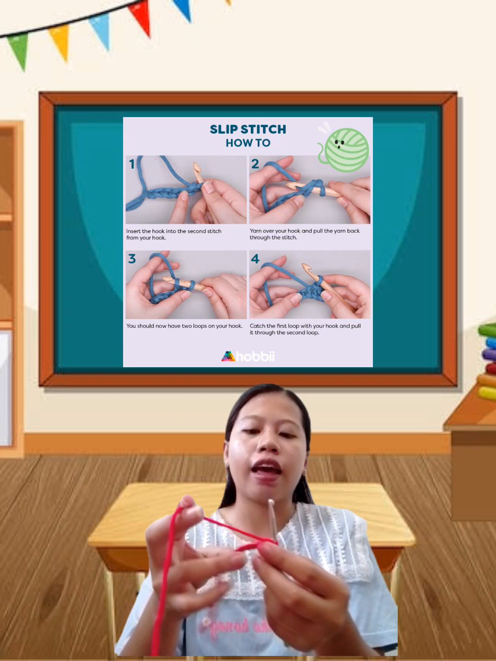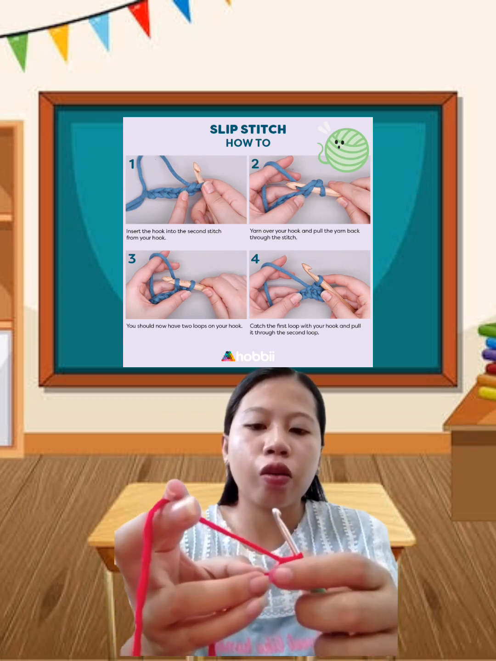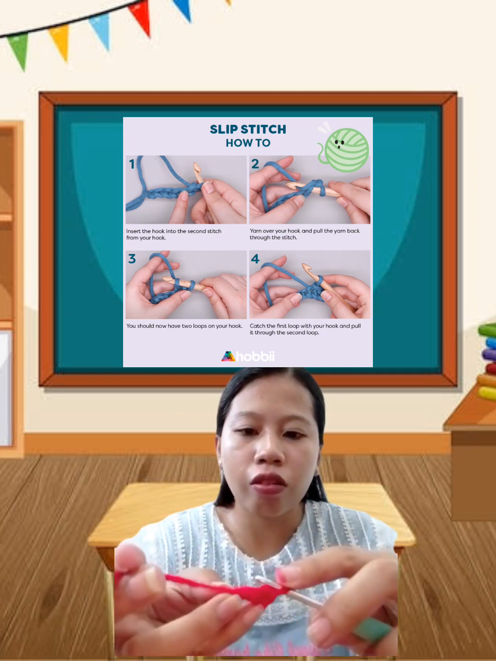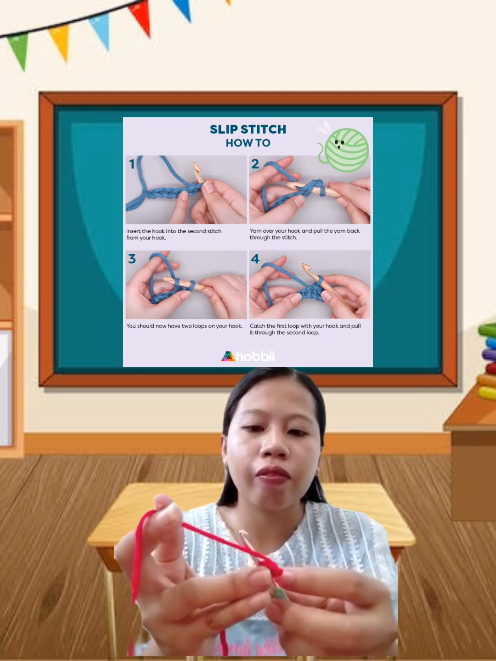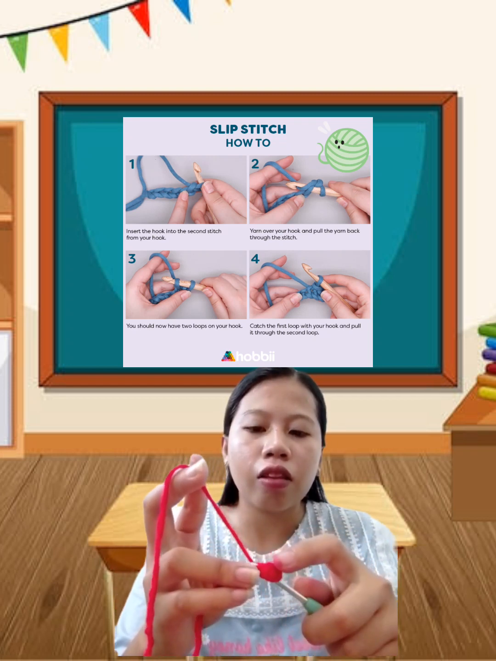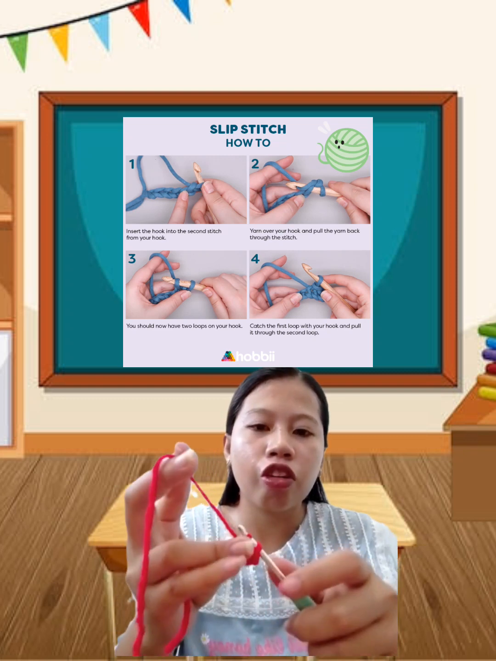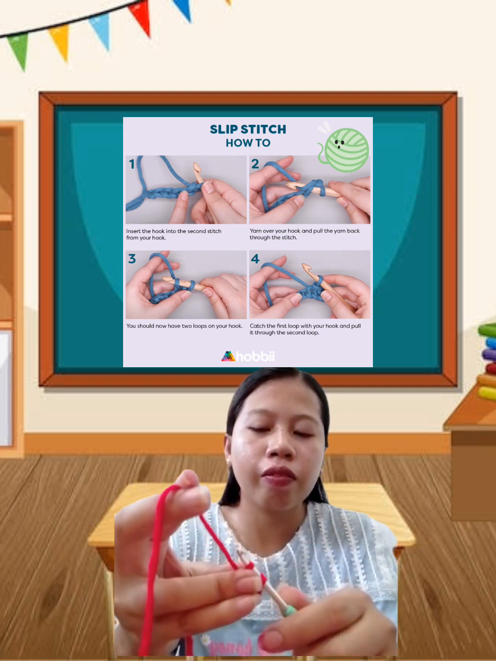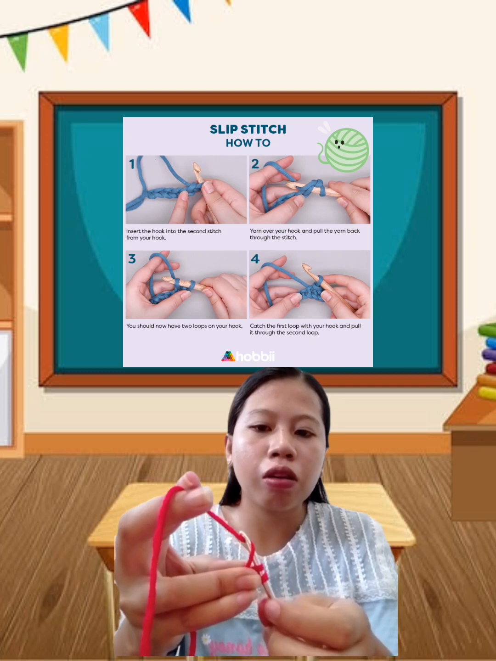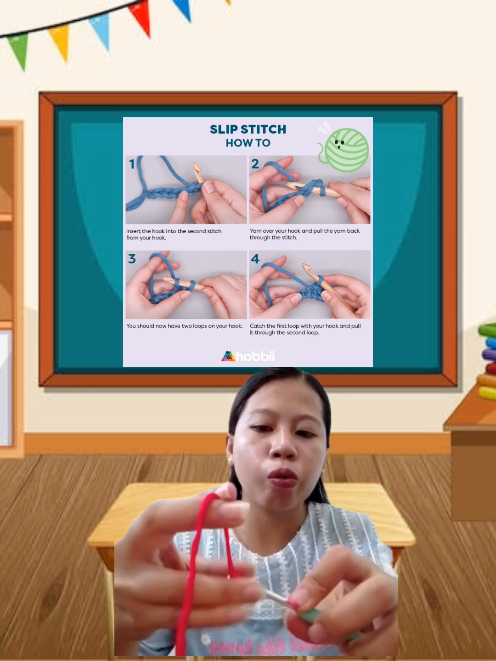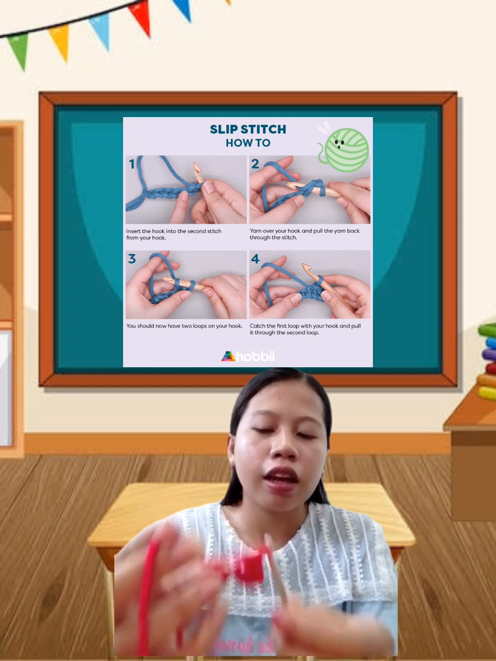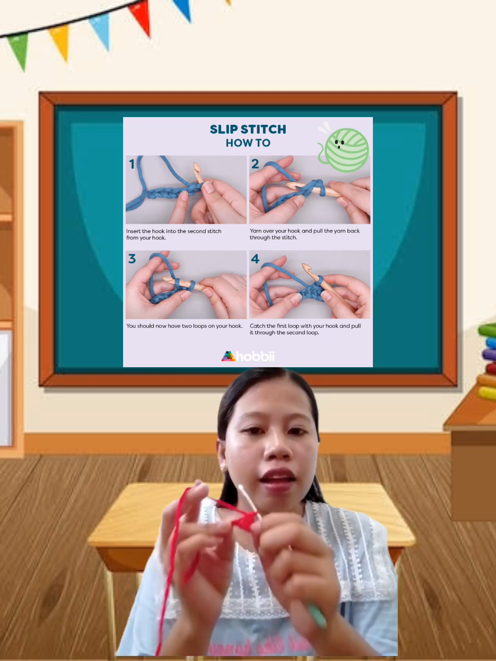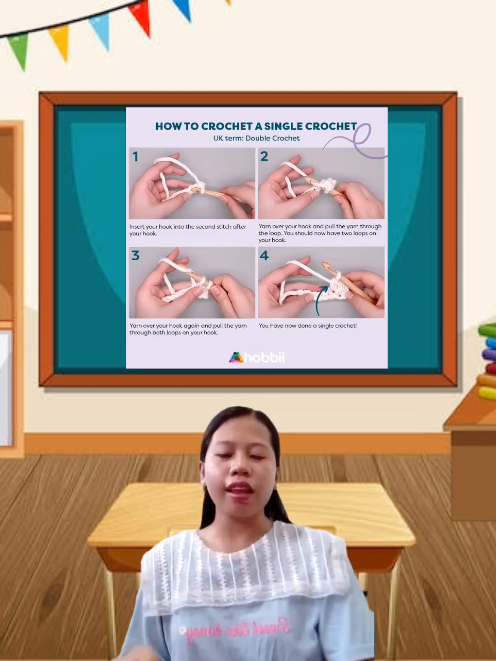Alright, let's do it again. So insert your hook in the second stitch. So 1, 2, insert. Then twist your hook. You should now have 2 loops. Twist your hook and pull it through 2 loops. That's how to make slip stitch.